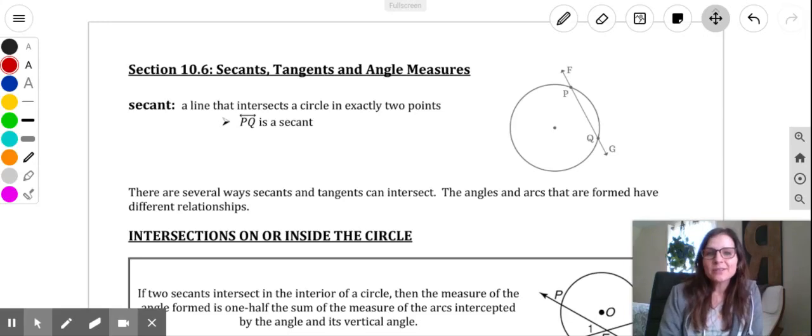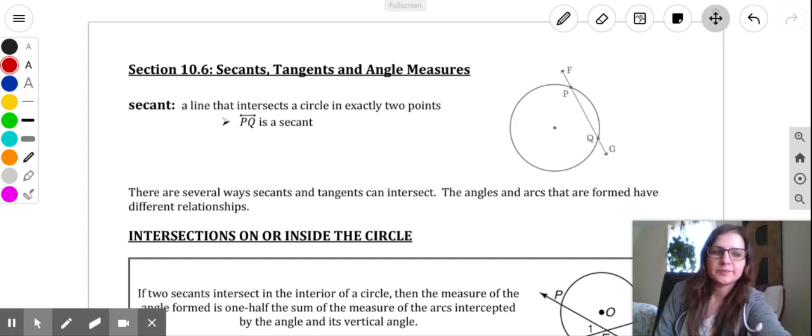Hey guys, so this next section, 10.6, is about something called the secant. It also involves tangents. So there's different ways that secants and tangents intersect. So this one does kind of have a lot of rules that we're going to learn, but once you do the examples, it's pretty easy. All right, let's get started.